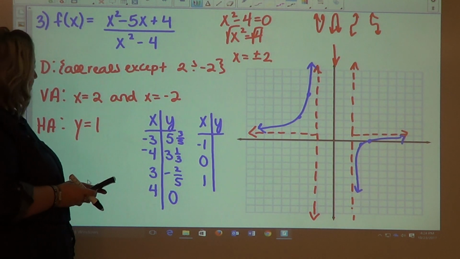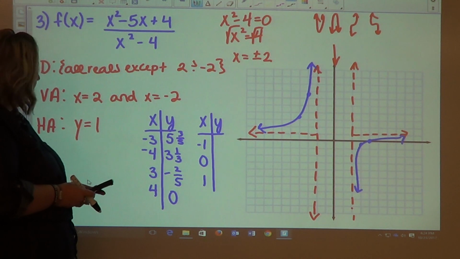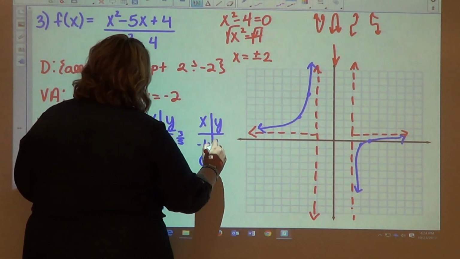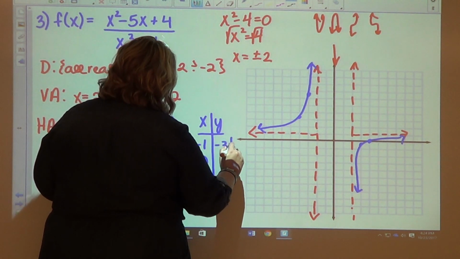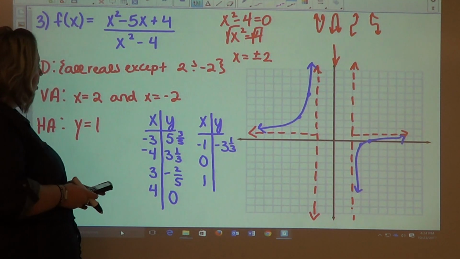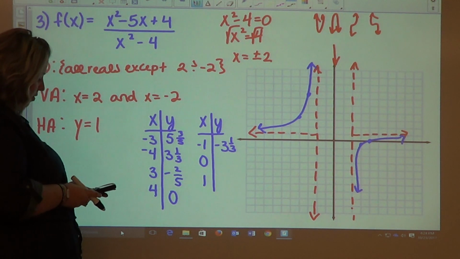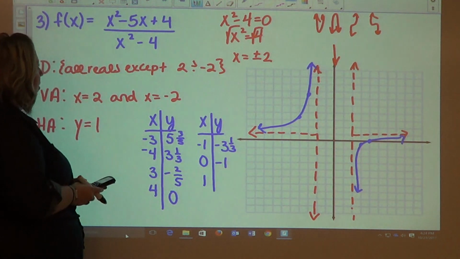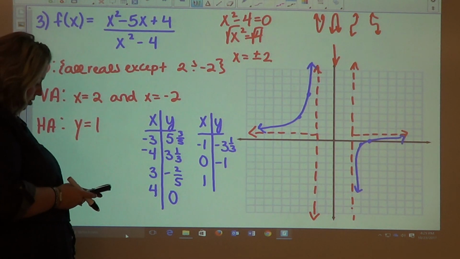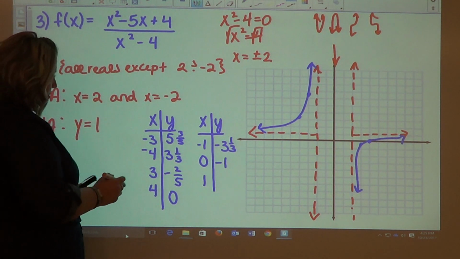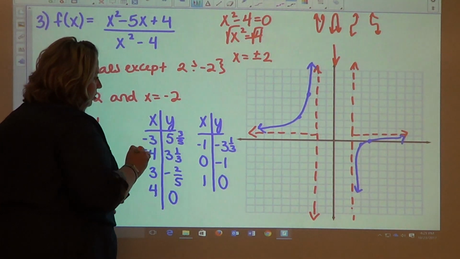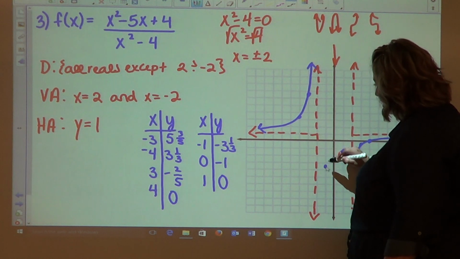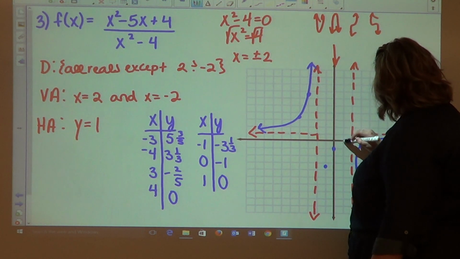So if I put in negative 1, I'm going to get negative 3 1/3. Okay, if I put in 0, I'm going to get negative 1. And if I plug in 1, I'm going to get 0. So I have negative 1, negative 3 1/3, 0, negative 1, and 1, 0.